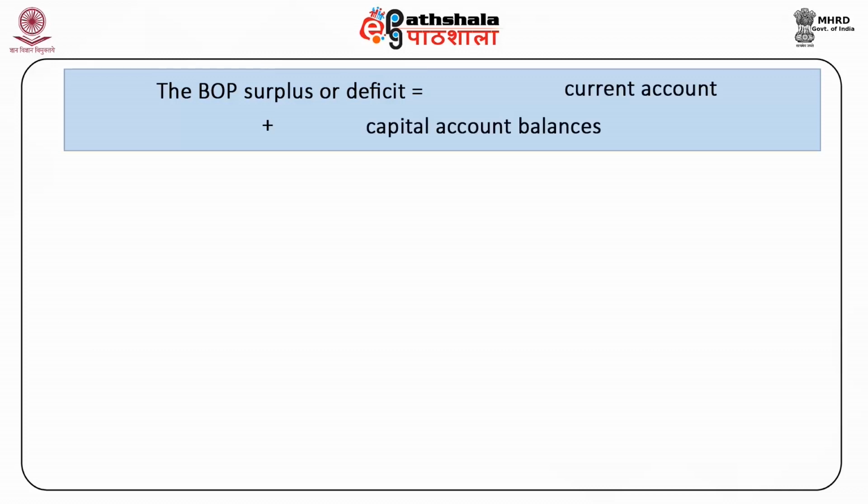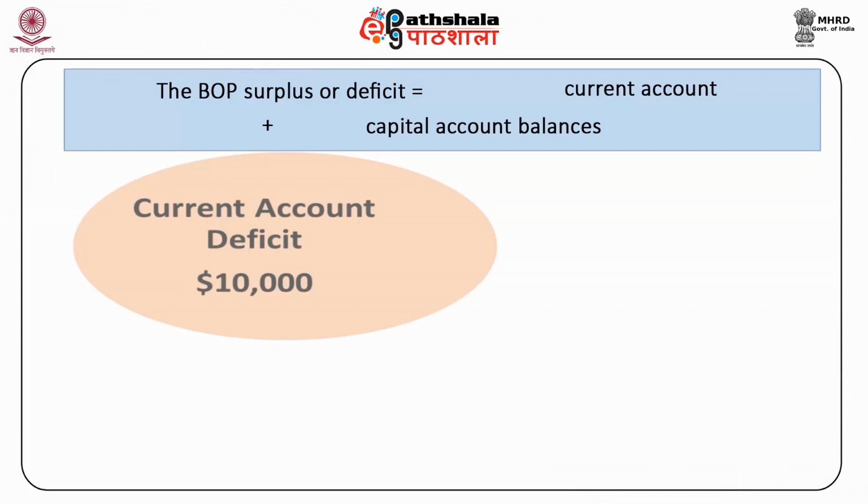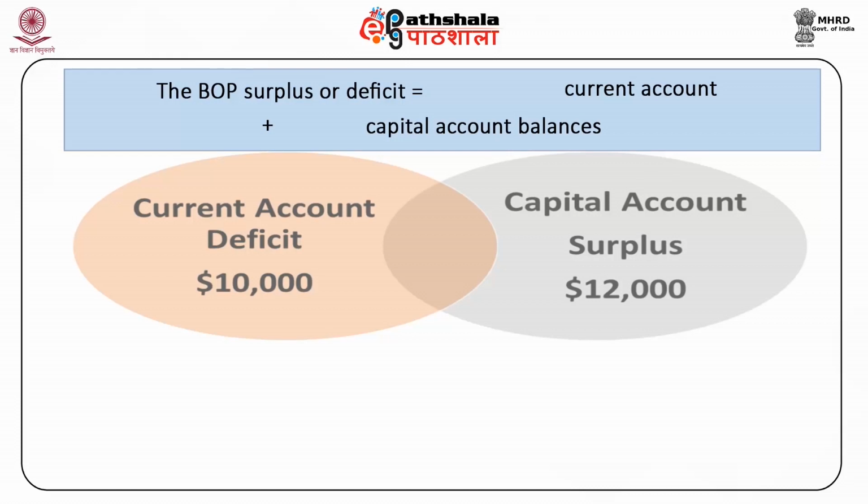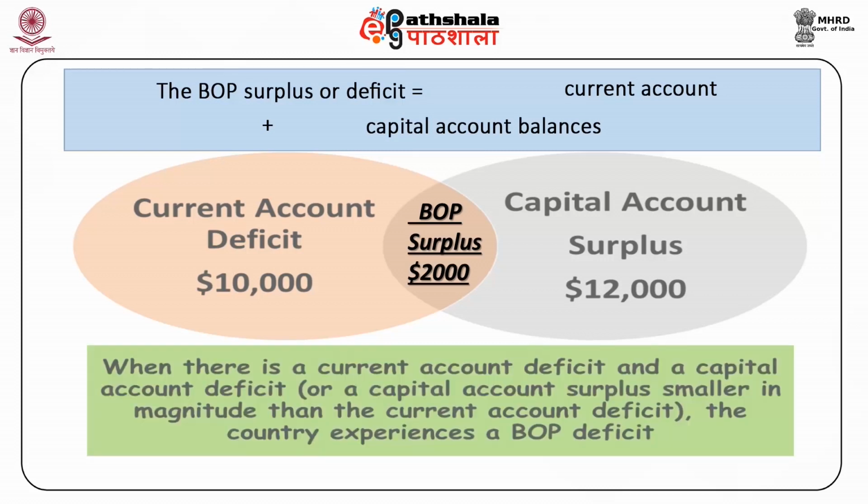In case a country has a current account deficit of say $10,000 but a capital account surplus that is larger in magnitude, say $12,000, then it has a balance of payments surplus of $2,000. Similarly, when there is a current account deficit and a capital account deficit, or a capital account surplus smaller in magnitude than the current account deficit, the country experiences a balance of payments deficit.